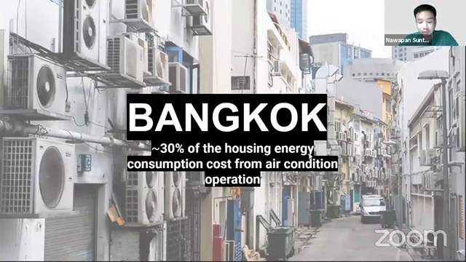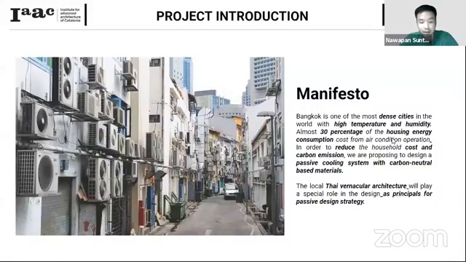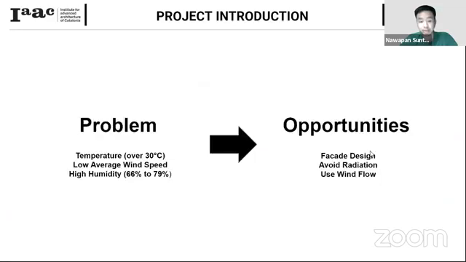Speaking in terms of energy for building operation, we found that more than 30% of housing energy consumption comes from air conditioning operation. Therefore, we would like to propose our design strategy in order to help reduce the building temperature and also reduce the energy used for air conditioning. Meanwhile, we are also proposing a design based on a passive cooling system with carbon neutral materials. In this project, Thai vernacular will be our model and role as the principles for a passive design strategy.